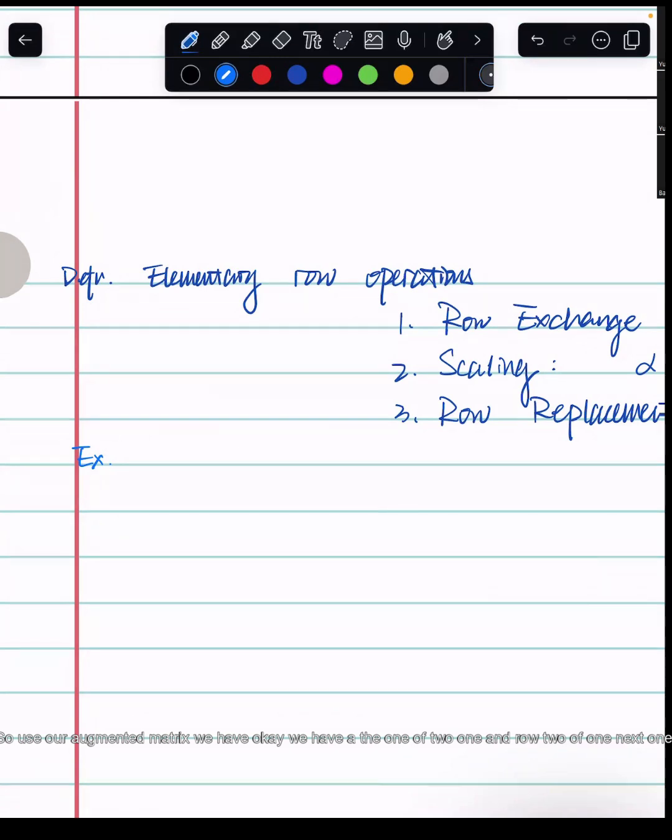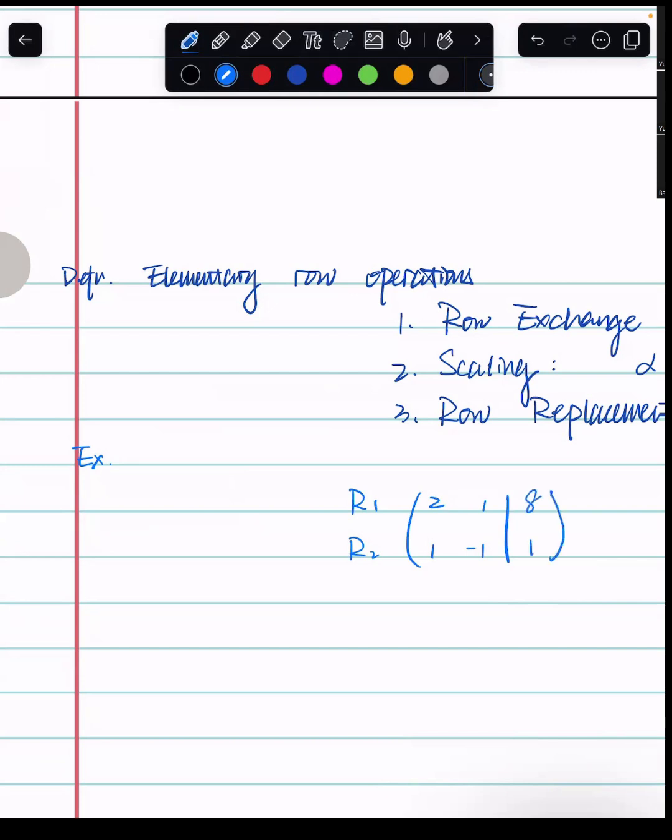We have a row 1 of 2, 1, 8, and row 2 of 1, negative 1, 1. And that corresponds to the original equations: 2x1 plus x2 equals 8, x1 minus x2 equals 1.